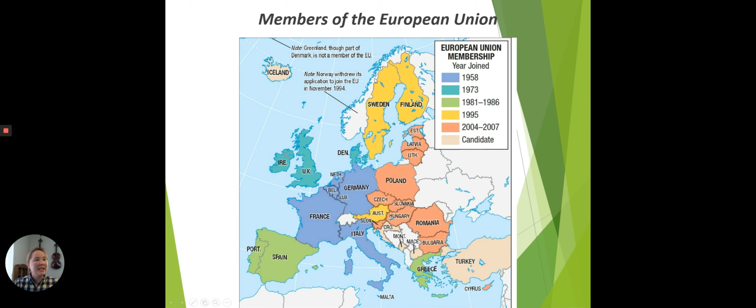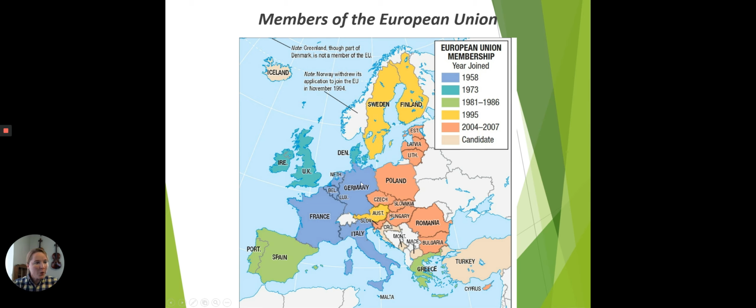So what you see here, and this map is in your textbook, I encourage you to take a good hard look at it. We see the year that various countries joined the European Union. And what we're going to look at here is that progression, what people wanted in '58, what people wanted in '73, all the way to what the European Union wanted from its members in what we call Europe's Big Bang, this moment when membership in the EU kind of changed directions.